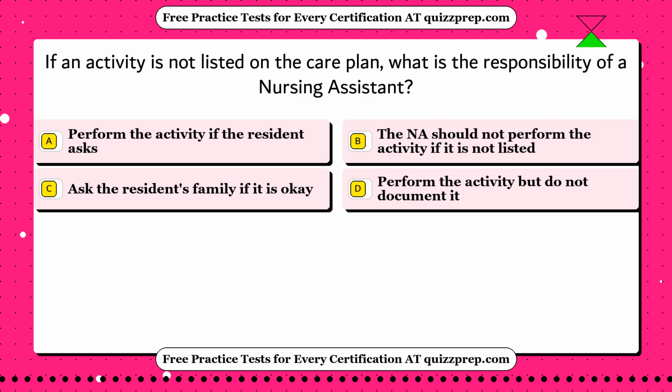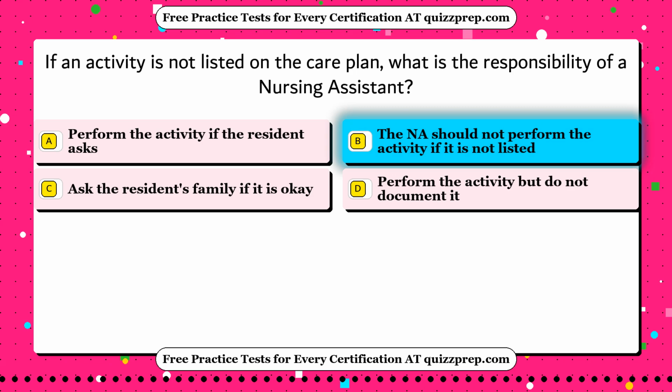Question 42. If an activity is not listed on the care plan, what is the responsibility of a nursing assistant? Option A. Perform the activity if the resident asks. Option B. The NNAAP should not perform the activity if it is not listed. Option C. Ask the resident's family if it is okay. Option D. Perform the activity but do not document it.